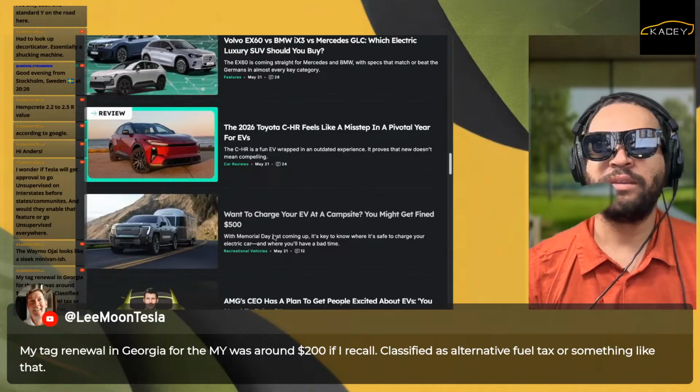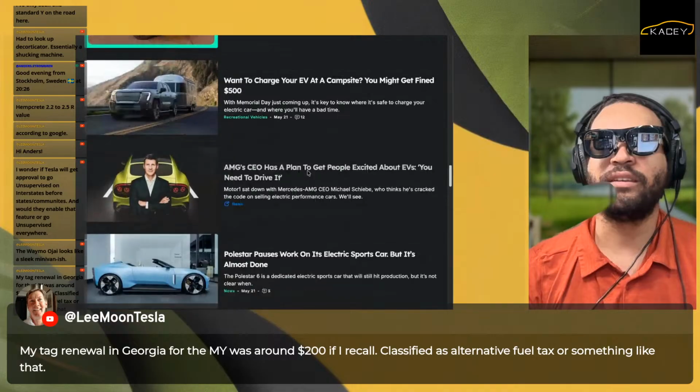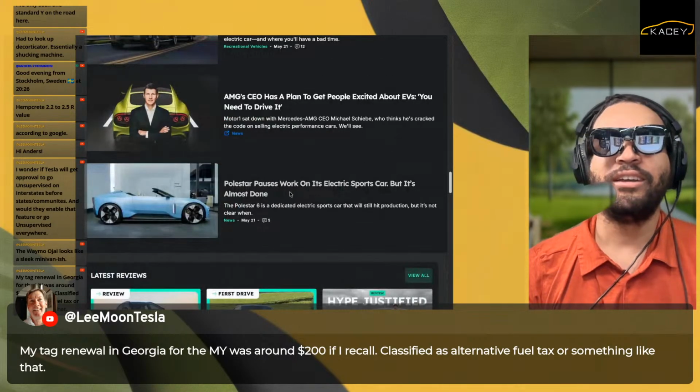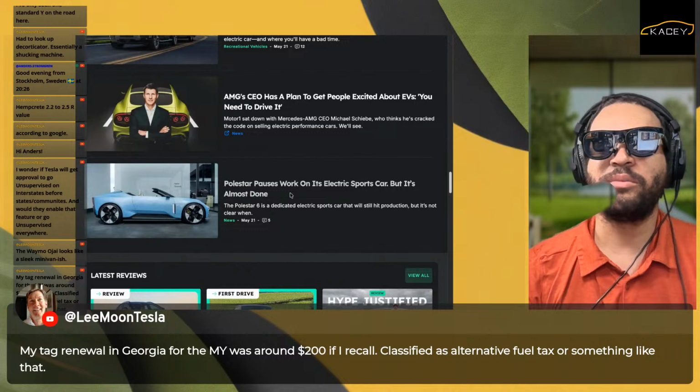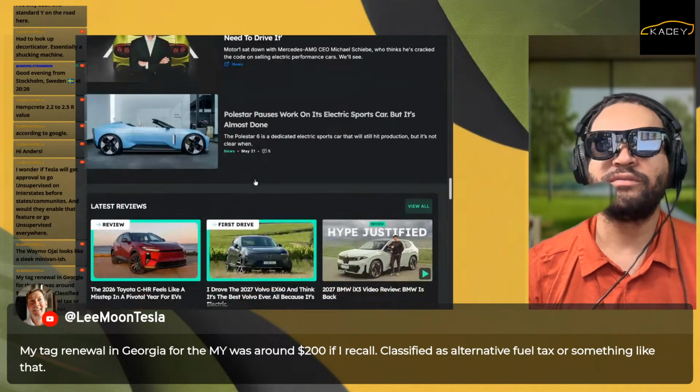Want to charge your EV at a campsite? You might get fined $500. Depends on the sites, but yeah, that is a thing. Because they have crappy electrical systems. Not all of them, but the ones that do this do. Polestar pauses work on its electric sports car, but it's almost done. See what I mean about concept cars?